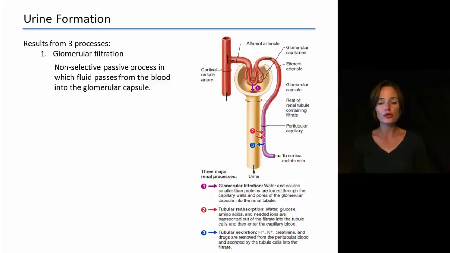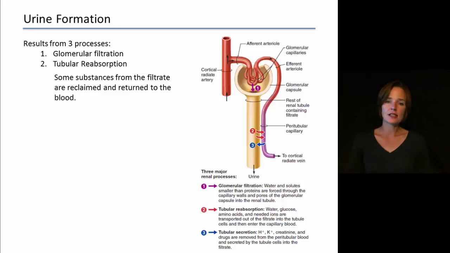It is going to be forced through the capillary walls and the pores of the glomerular capsule, and then it's going to enter the renal tubule. Now, the second thing that's going to happen is tubular reabsorption. With tubular reabsorption, some substances from the filtrate are going to be reclaimed. So they're going to be collected again, and they will be returned to the blood. This is designated number 2 in our image.